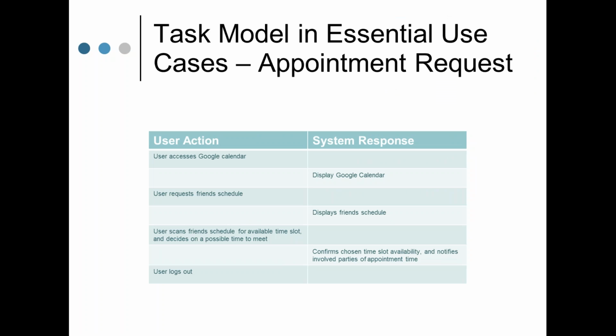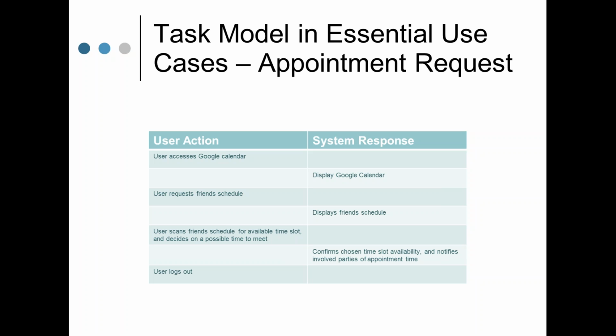So we're going to go ahead and look at the task model and essential use cases. And let's just look at if you were going to request an appointment. So this is sort of a flow chart of events that would occur. So the user action is on the left and the system response is on the right. So what you want to look at is what will the user do? And then how will the system respond to that? And you can give this to a programmer. And then they can go ahead and design the product based off of this.